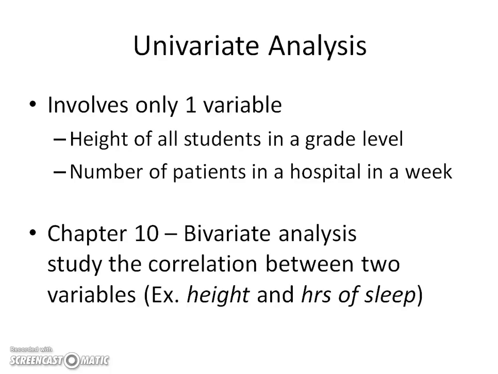In chapter 10, which we will come across later on, we'll be talking about bivariate analysis. Bi means two, right? So in that chapter, we'll study the correlation between two variables. So for example, if maybe I want to find out if there is some sort of connection or relationship between how many hours students sleep and their heights, right? So that will be the correlation between the two variables, okay? But in this chapter, chapter 8, we'll only be looking at univariate analysis, which means only one variable, okay?